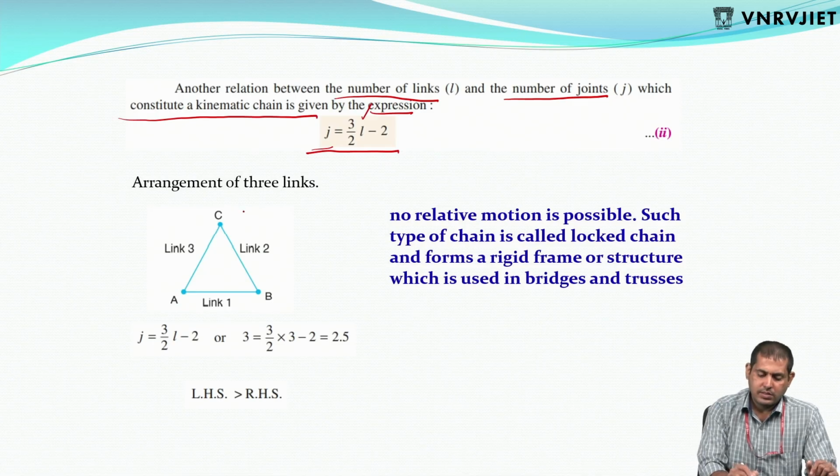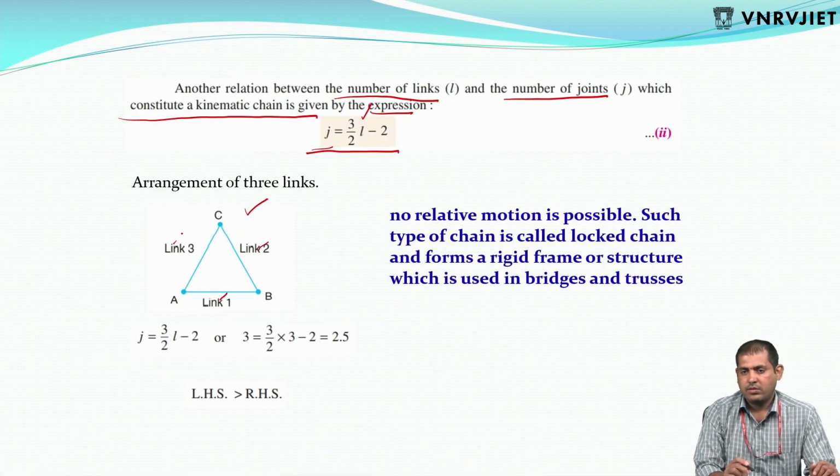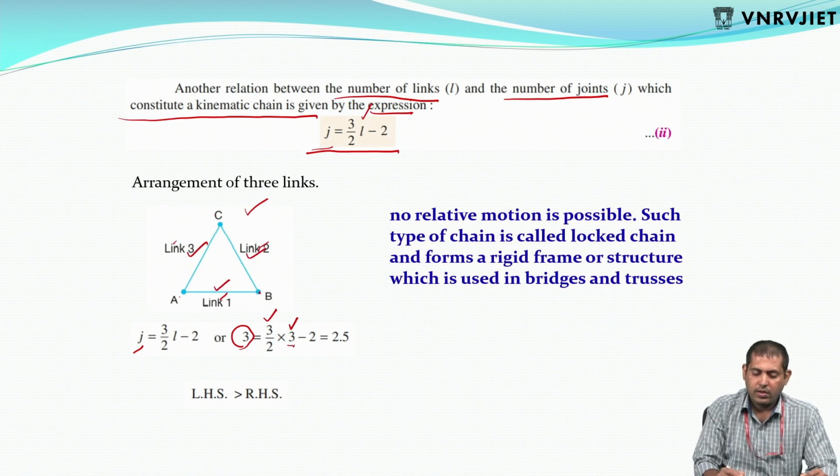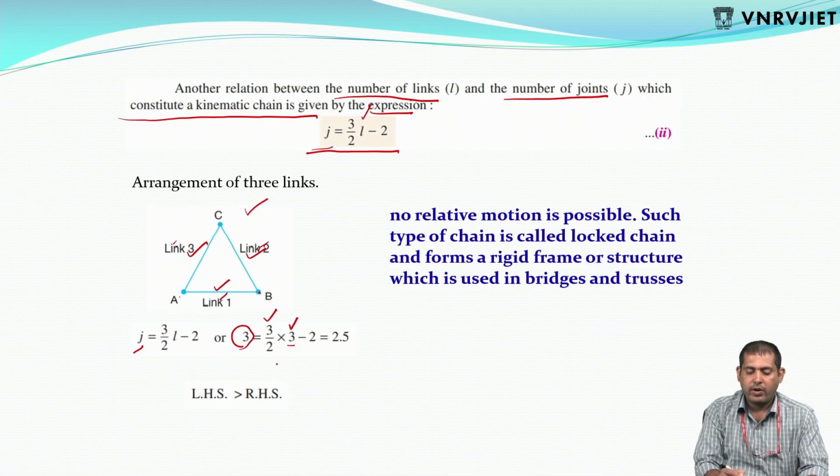For example, by seeing this, is there any relative motion? No. Why? Because links 1, 2, 3 all are fixed. It is like a ternary link. So J is equal to the number of joints, 3 joints, and 3/2 times the number of links, 3. So 3 is equal to 3/2 into 3 minus 2, which is equal to 2.5.